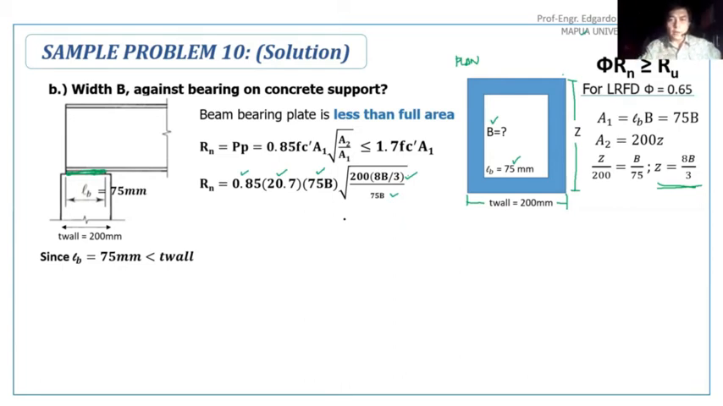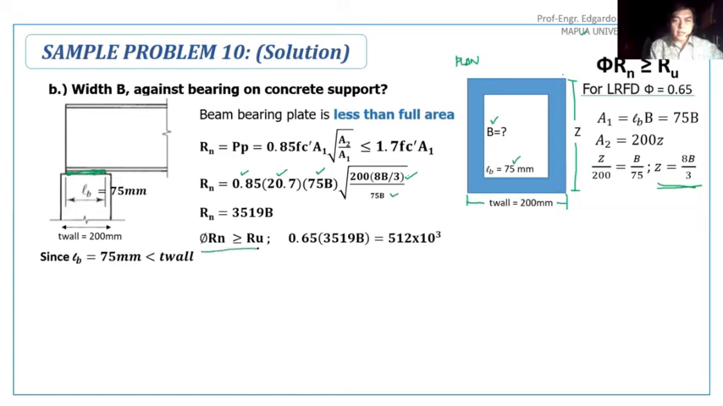Okay? Then you just equate it, so that's the R sub n in terms of B, 3519B. Okay? So, that's the Rn. So, applying it with the LRFD design principle, the design strength should be greater than or equal to Ru. So 0.65 is the resistance factor for bearing. Then we substitute our Rn, and the Ru is the factored load we solved earlier. So we will solve for the B. That's the width we need.